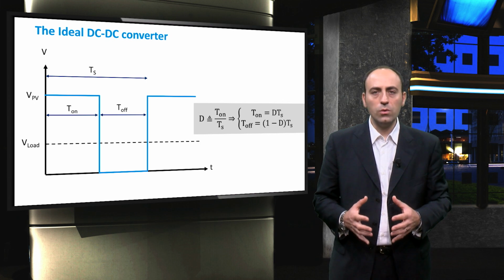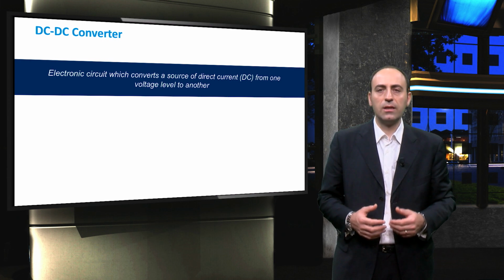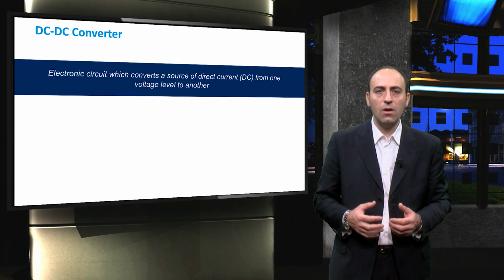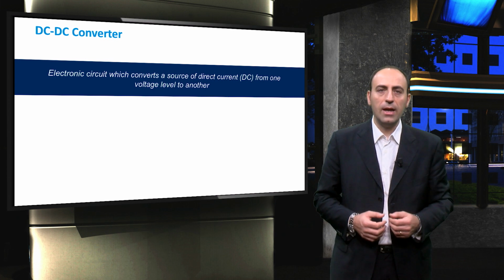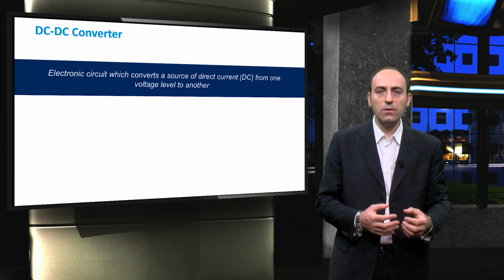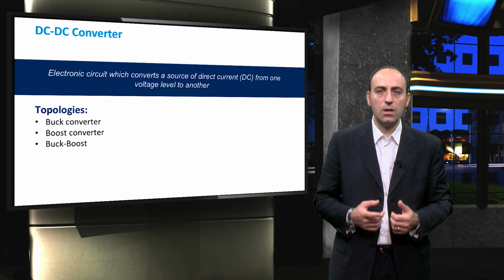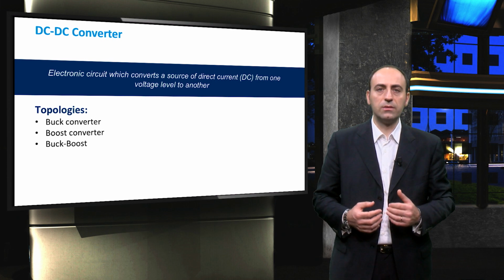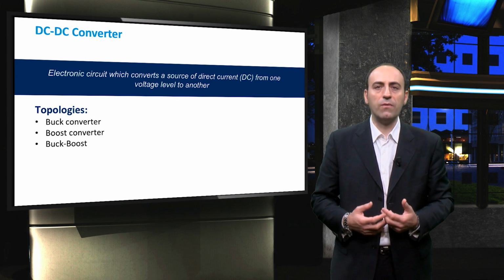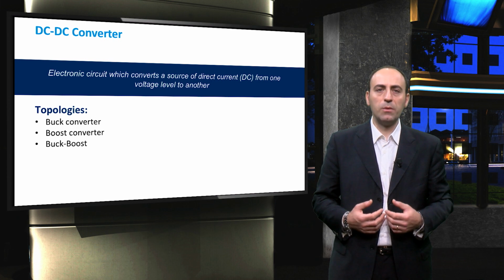To conclude this video, the DC-DC converter has been defined as an electronic circuit that converts a source of direct current from one voltage level to another, and the objective of an ideal converter is to draw the maximum power from the panel to supply it to the load. There exist three different types of converters: buck converter that decreases the voltage of the PV side, boost converter that increases the voltage, and the buck-boost, which includes both previous cases. In the next videos, we shall explain in more detail these three types of converters and their components.